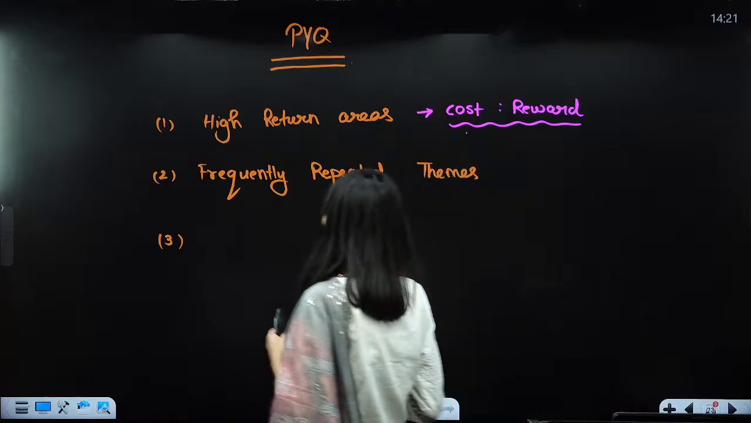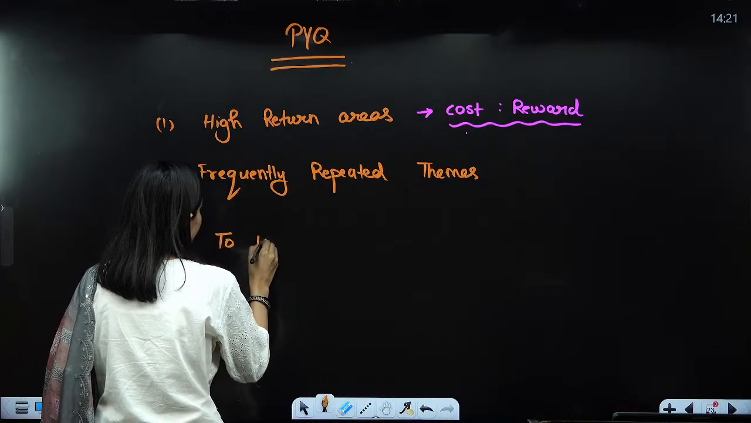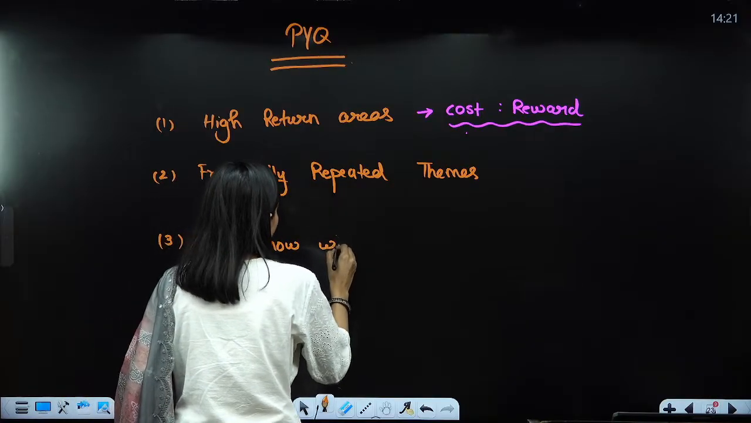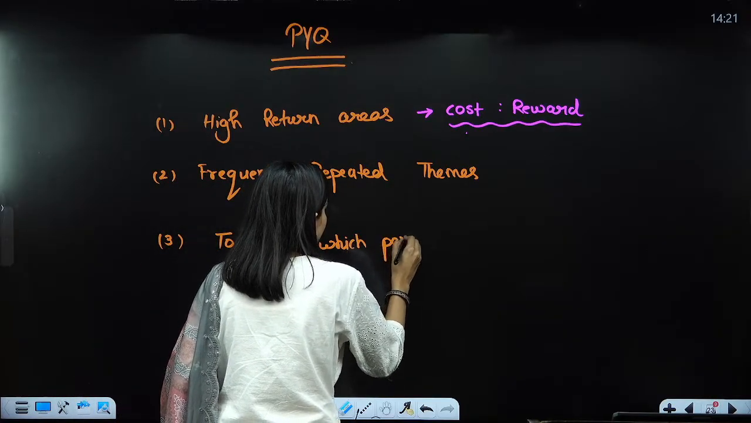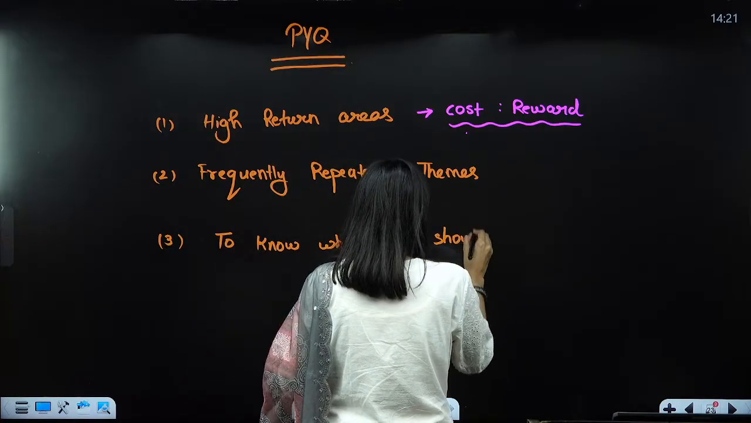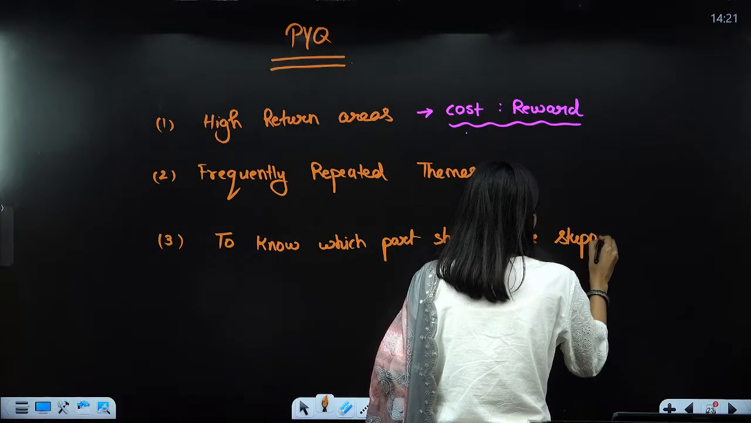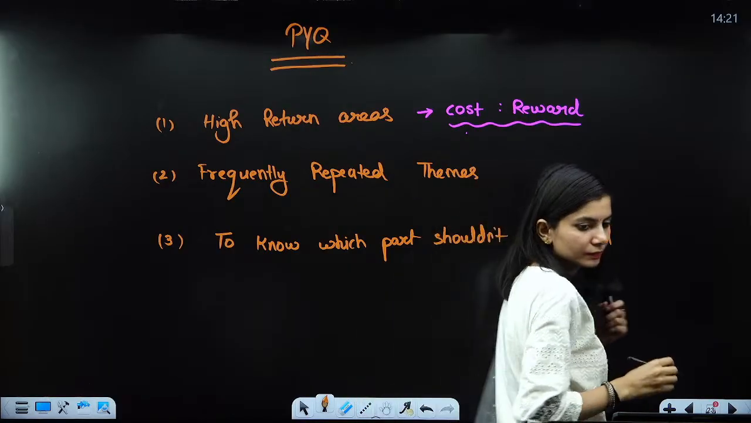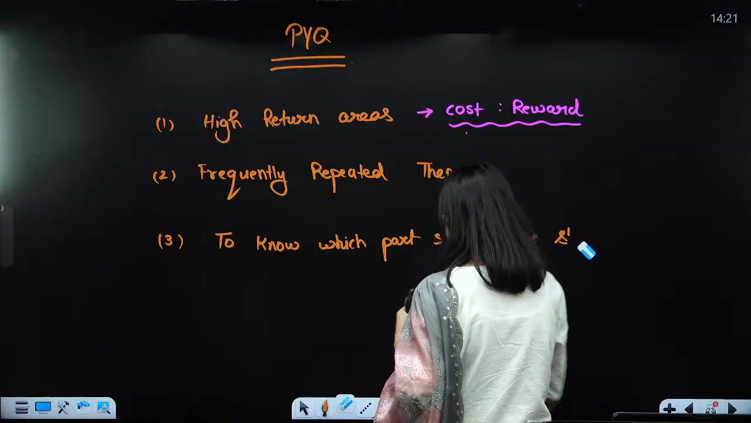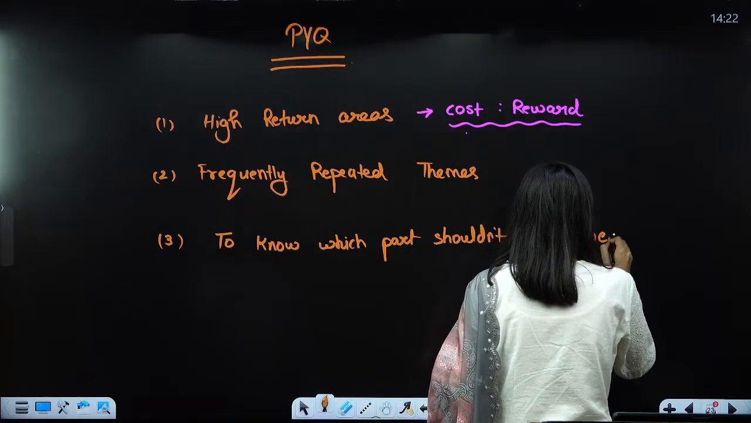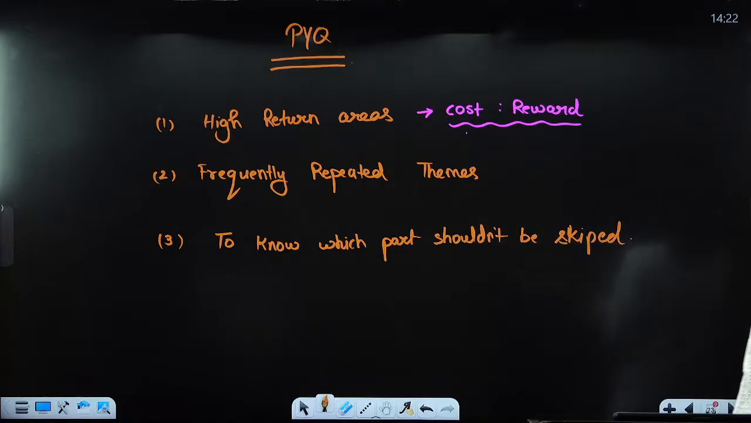Fine. So it would help us to know which part should not be skipped. Fine. So this is what you can understand, this is the takeaway that you can understand from this part. And this is what you have understood also, what kind of enrichment we are going to do, how we are going to understand the same.